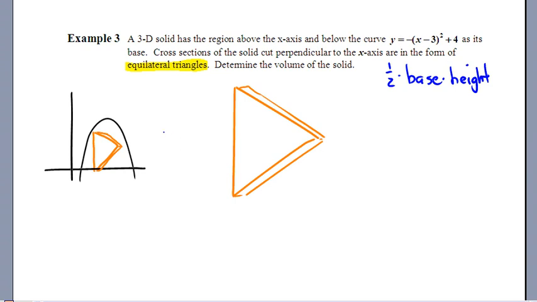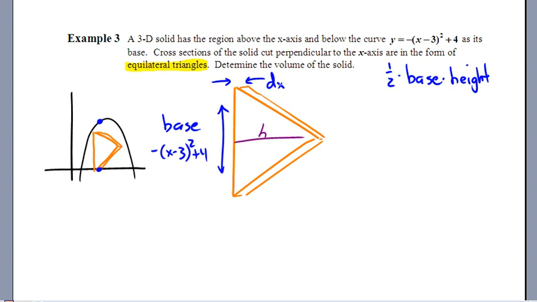Okay, so the base could be here, and it's just that distance between the parabola and the x-axis. So that's easy. That's like that negative x minus 3 squared plus 4. But then I'm going to have to figure out, just with some math here, how big is that height? And then the thickness is easy. It's just dx. Kind of been playing that game for a few days here now. Okay, for the height, well, it does say equilateral triangle, so I do know that all of the triangle's corners are 60 degrees.